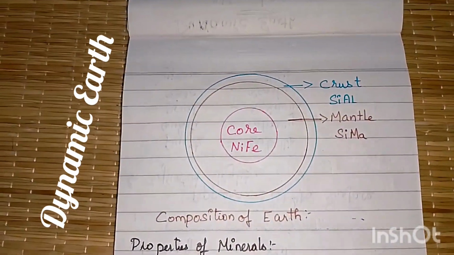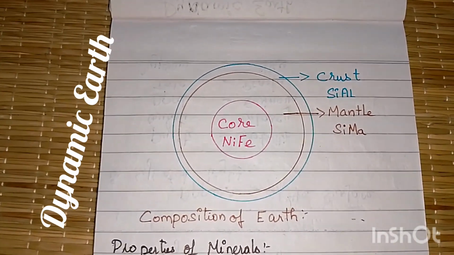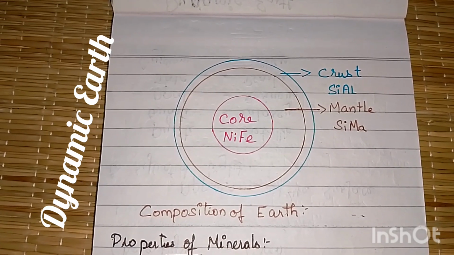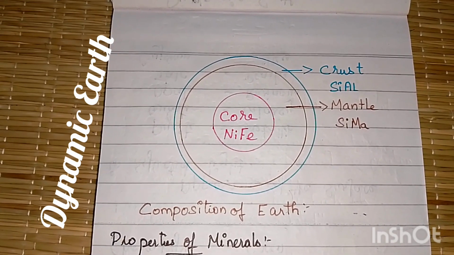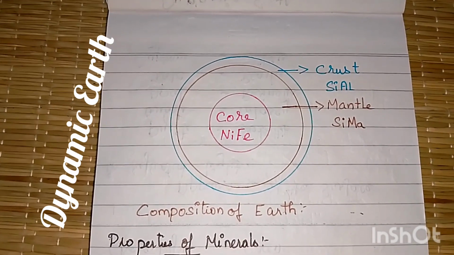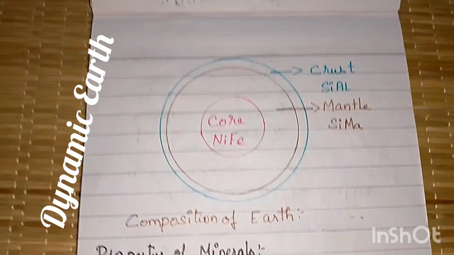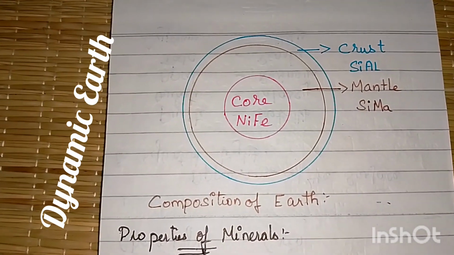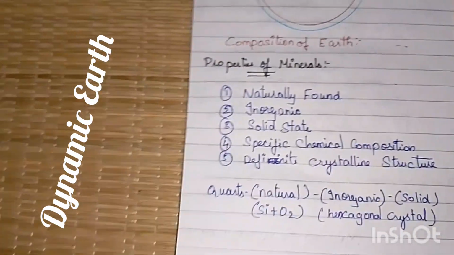So we know that there are 3 main parts of the earth's interior: the crust, which is made up mostly of silica and aluminium; the mantle, which is made up of silica and magnesium; and the core, which is made up of nife, that is nickel and ferrous iron. These are all the dominant elements present in the earth's composition. So let's get back to minerals.